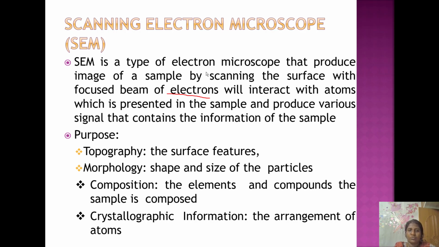As I told earlier, we have two types of electron microscope. One is TEM, the transmission electron microscope. Another one is SEM, the scanning electron microscope, which produces an image of the sample by scanning the surface with a focused beam of electrons. These electrons interact with the atoms of the sample and produce various signals. With SEM we can get topography, morphology, composition, and crystallographic information.